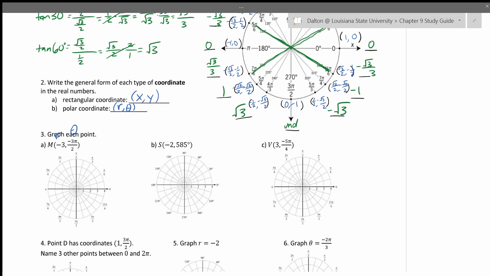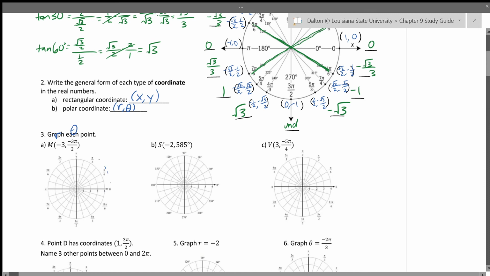Well, positive 3 pi over 2 is down here. So that would be if we started at 0 and we went all the way around, this would be positive 3 pi over 2. If I go negative 3 pi over 2, that means I'm still starting at 0, but I'm going to go the other direction this amount. So negative 3 pi over 2 is actually going to be the same thing as pi over 2. So this is the angle. Once you locate the angle, since r is negative, instead of starting from the pole and counting 3 toward that angle, I'm going to go 3 in the opposite direction. It'll be 1, 2, 3. So this will be point M.